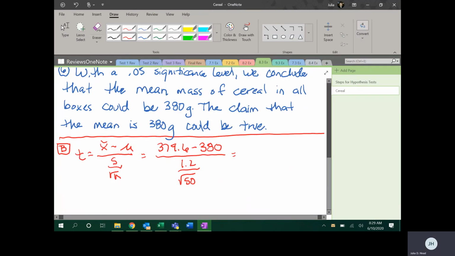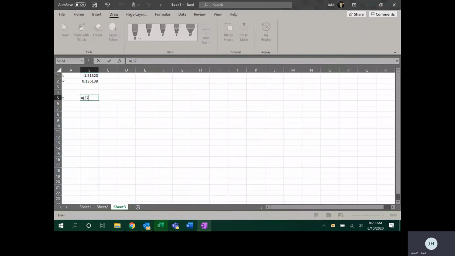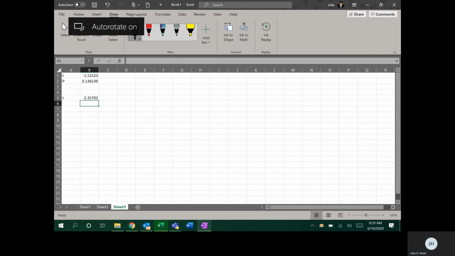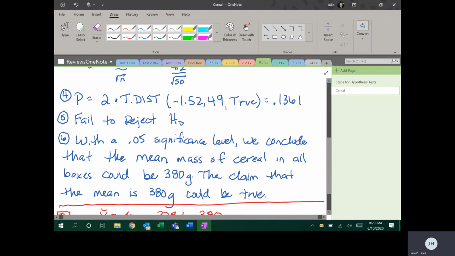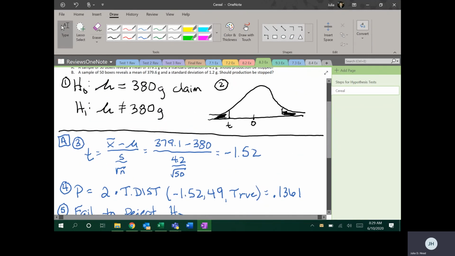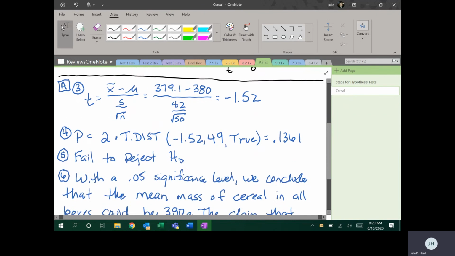So I always forget these numbers. 379.6 minus 380, divided by 1.2 divided by the square root of 50. So we get negative 2.36. Now, just to take note, while it is different than the one we got with part A, it is still on the left. So that t being on the left is still good.